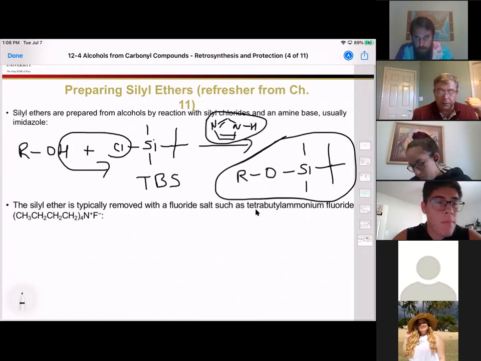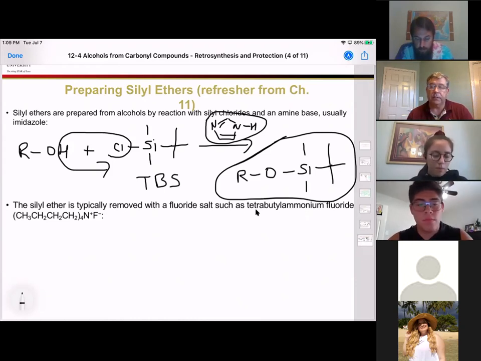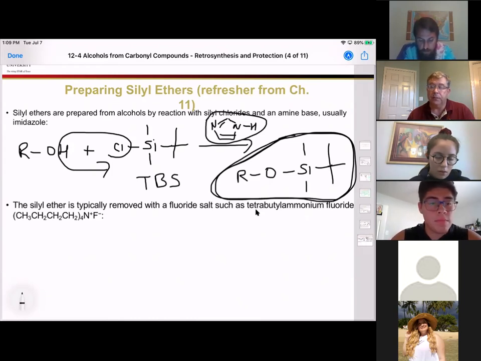So there's a couple different groups we can use. This one's used because it actually is really stable and hangs on there really well. So you'll see this used a lot in our book, okay? Now, the interesting thing is this is no longer reactive to organometallic reagents. It's really not attacked by acid or base very much. So we can run a whole bunch of different types of reactions using this protecting group.